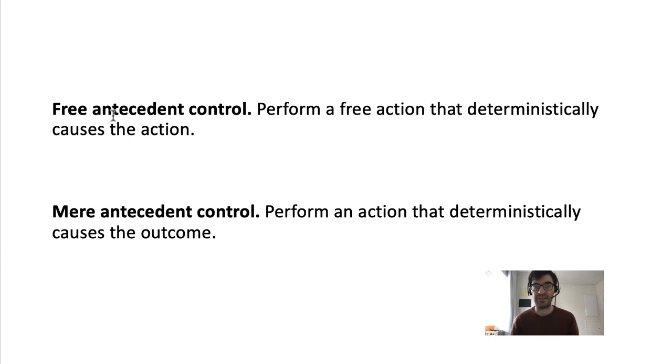And the way Franklin spells this out, in both proposals he gives us, is that you have to have the power to perform another action that would deterministically cause the action. But there's a real difference between merely having the power to deterministically cause the action and spelling it out in terms of having to perform another action that deterministically causes the action.